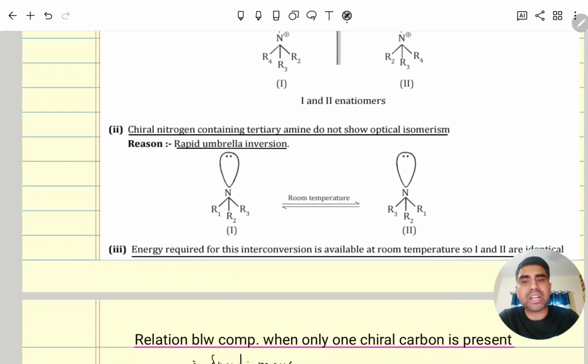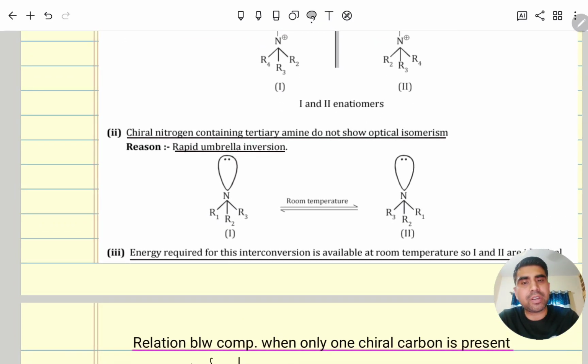Next, chiral nitrogen containing either tertiary, primary or secondary amine does not show optical isomerism. Why? Because this is always fluctuating, meaning it will change. At room temperature you can see R3 is coming here and R1 is coming here, so this is called amine flipping, and due to that it is not showing optical isomerism because its structure is not fixed.